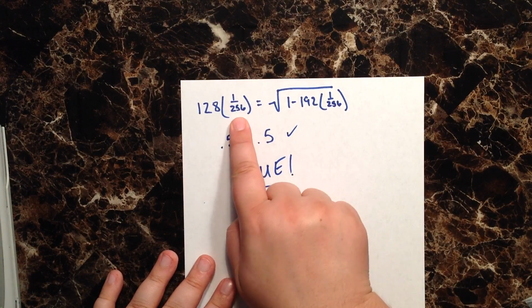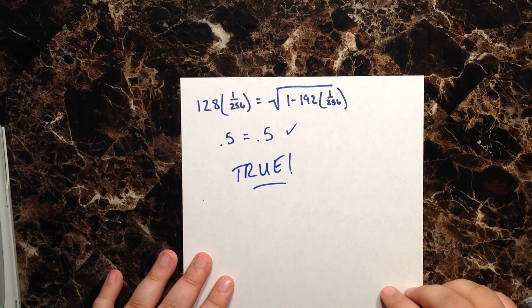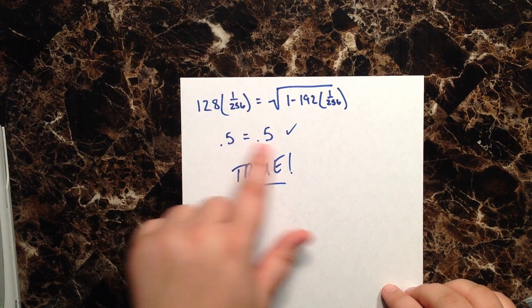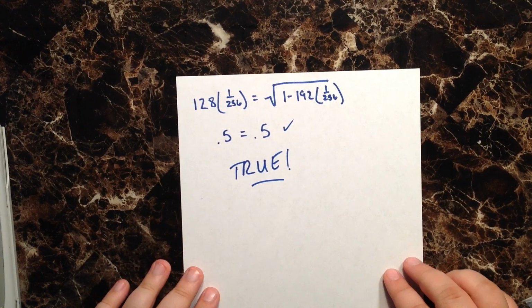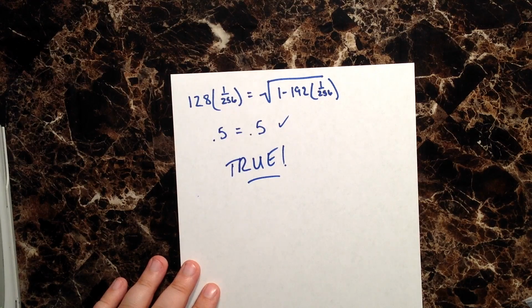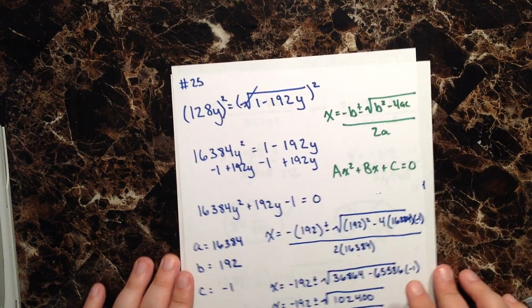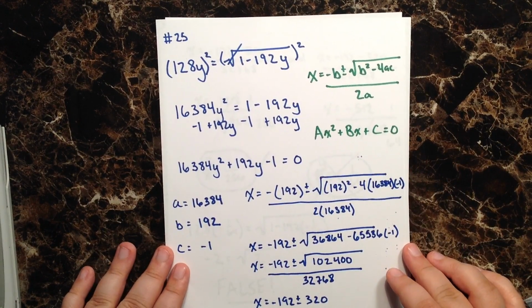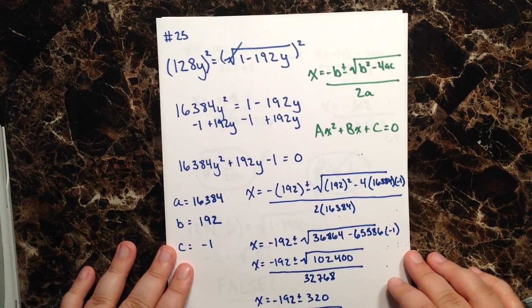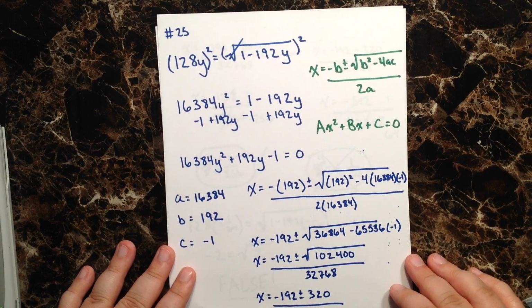But when we plugged in our second solution, 1 over 256, we had 0.5 equals 0.5, or half equals half. That is a true statement, and so that is the only solution that we are going to keep as our answer. All right, well, I hope you stuck it out with me. That was a long one, but this was question number 25. We are going to move right along to question number 26.